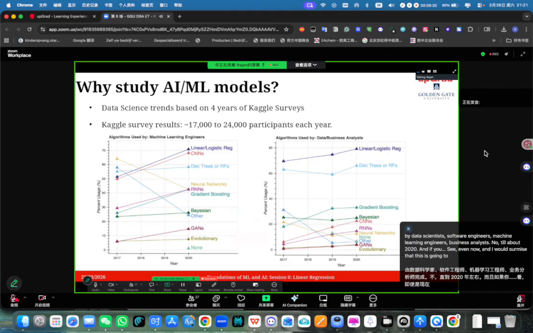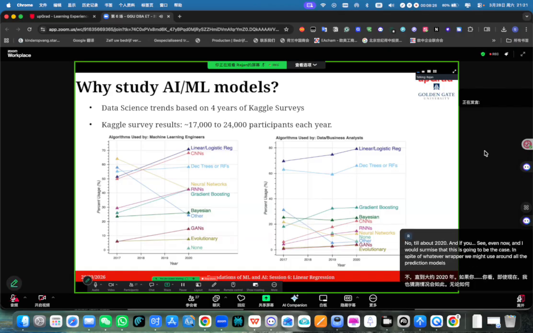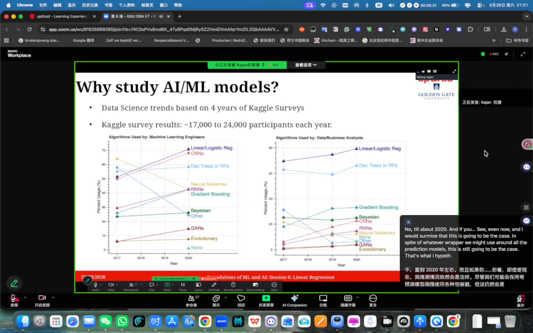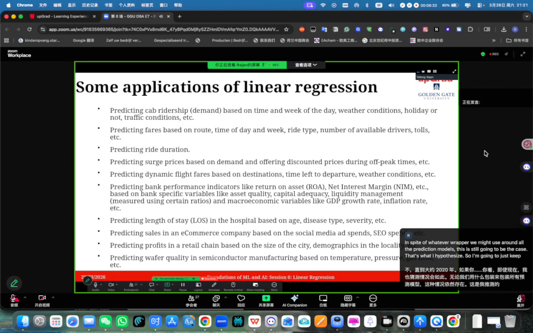And even now, I would surmise that this is going to be the case in spite of whatever wrapper we might use around all the prediction models. This is still going to be the case. That's what I hypothesize. So I want to skip over these ideas, and you could go through this list of where linear regression is used.